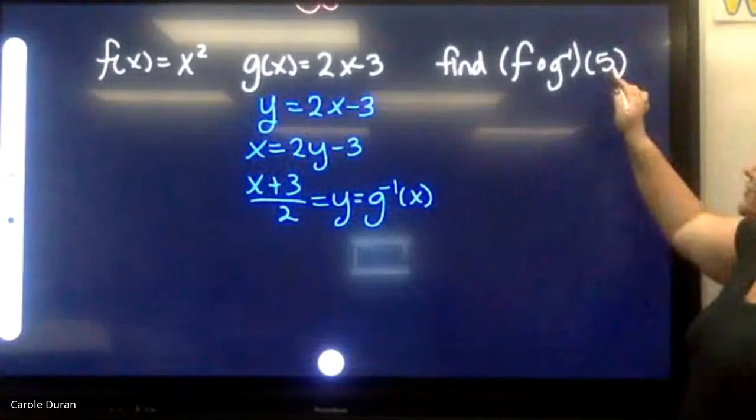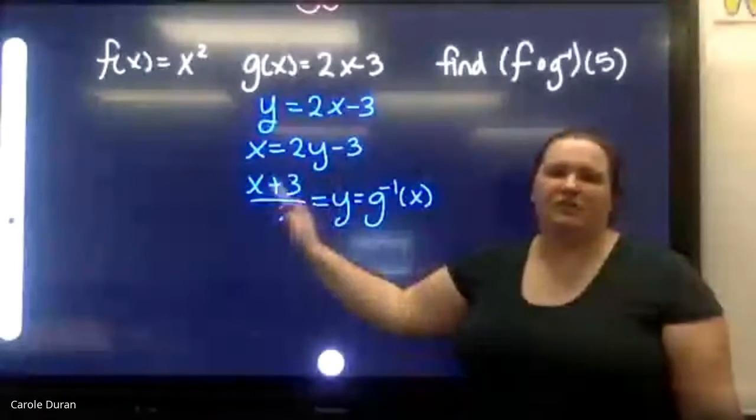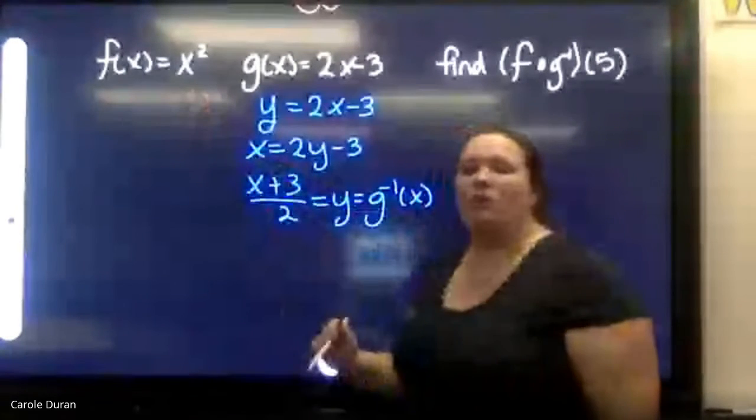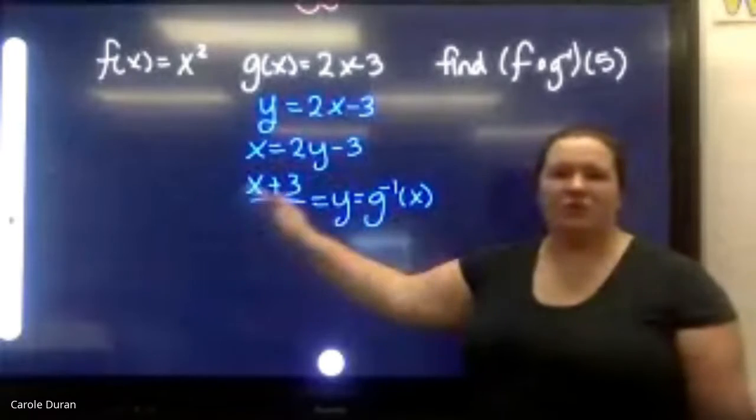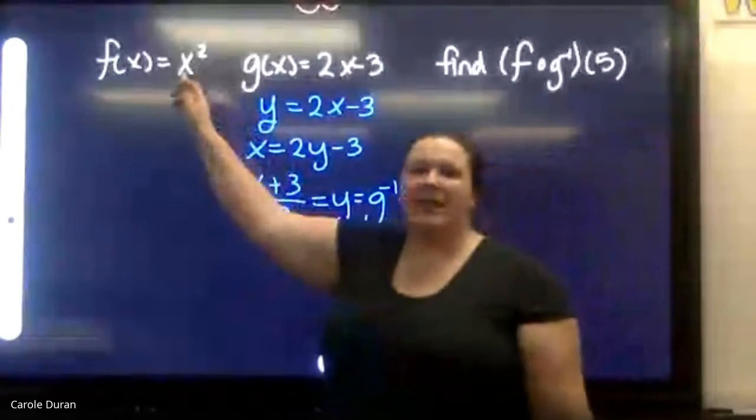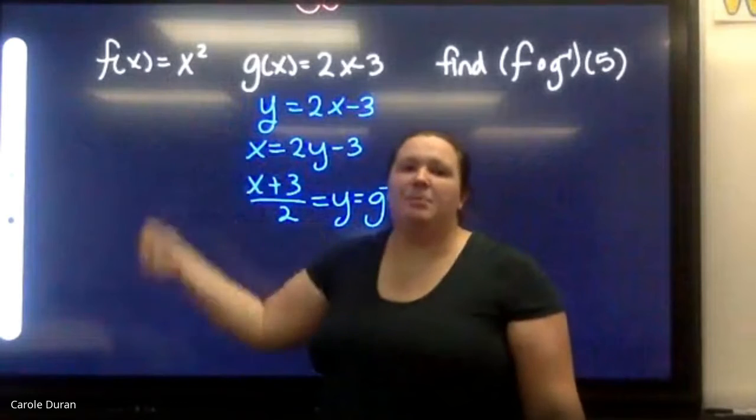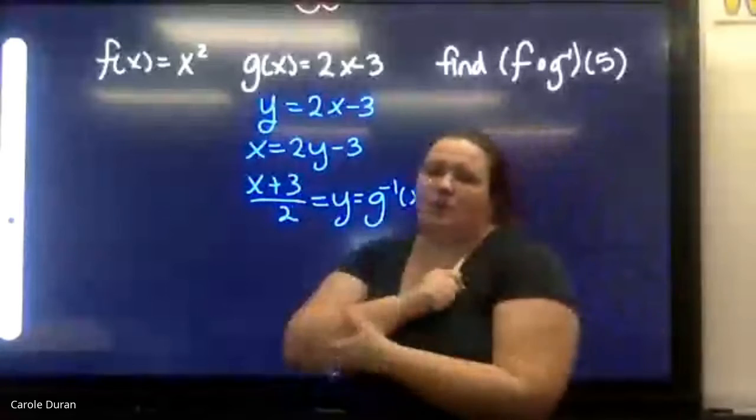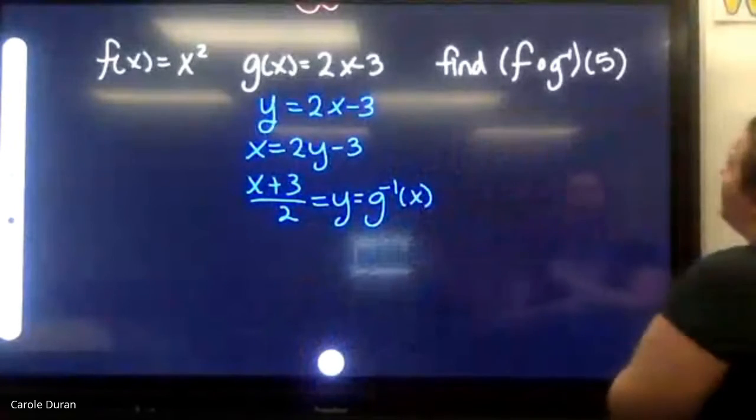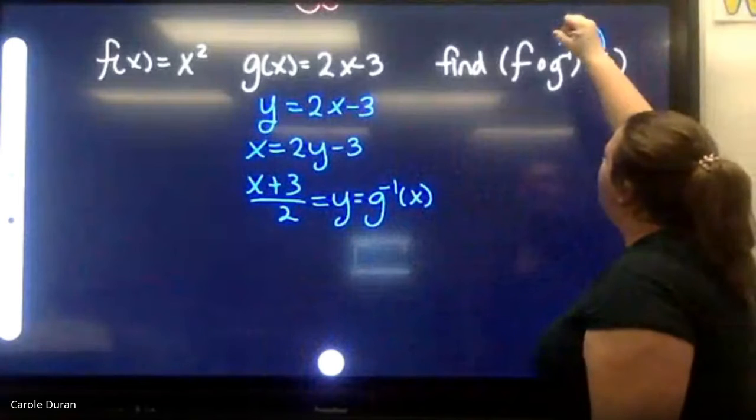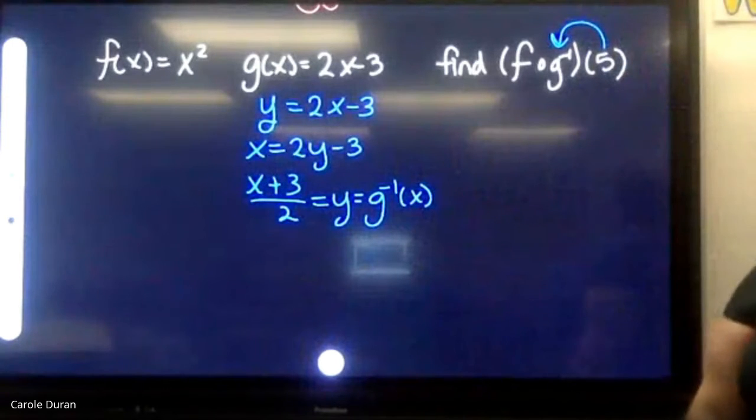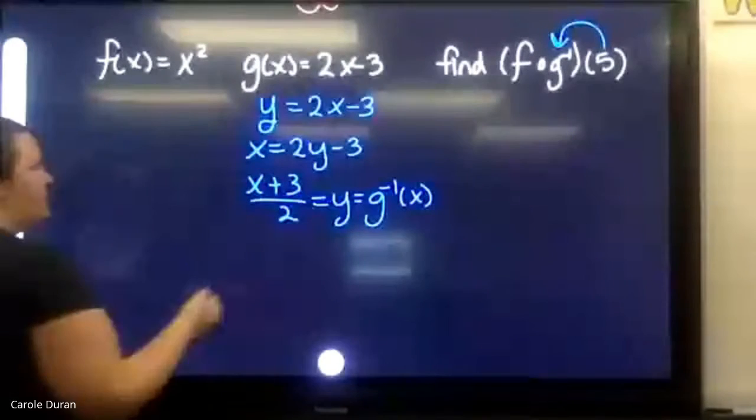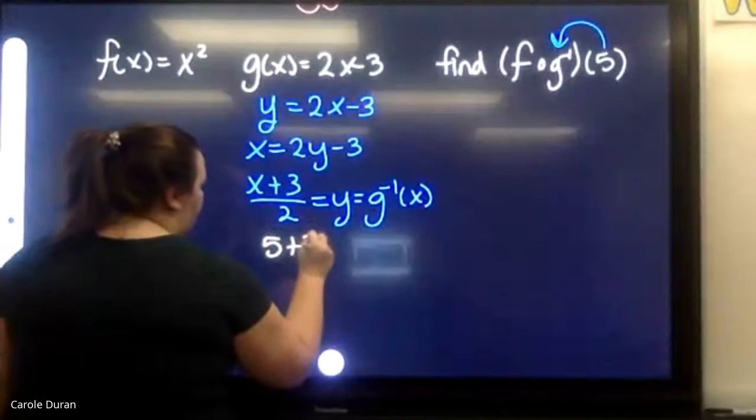I can either take the 5 and plug it in for x in my g inverse function, and then take that answer and plug it into my f function. Or I could take my g inverse function with the x in it, plug that into my f function, simplify it, and then plug the 5 in. I, of course, am going to show you the shorter way of the 2, and then you're welcome to work through the other way. So the shorter way is to take 5 and plug it into my g inverse function, x plus 3 divided by 2.